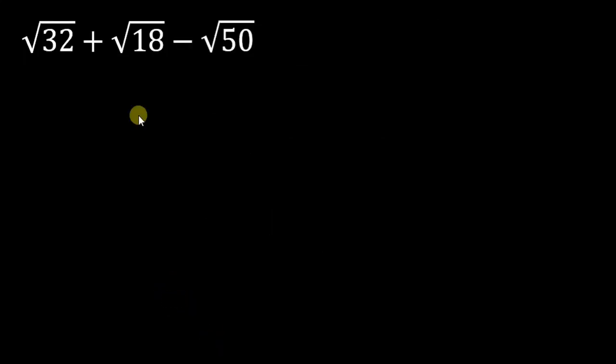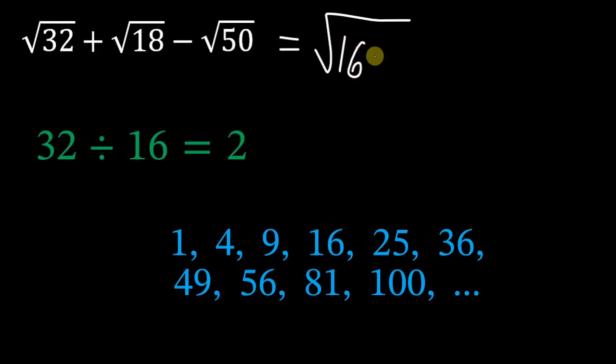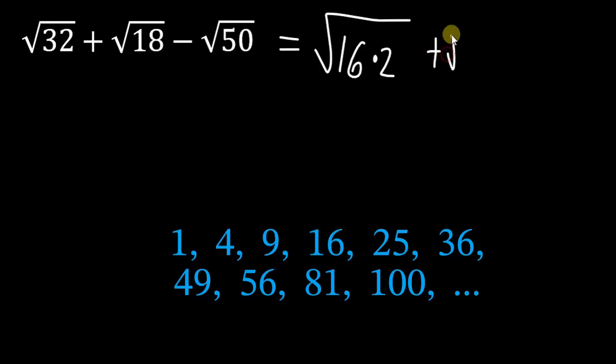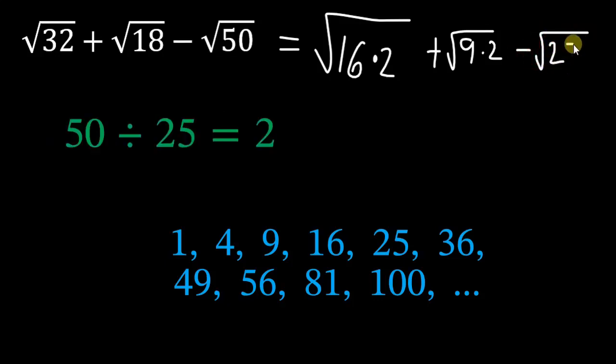Next, square root of 32 plus square root of 18 minus square root of 50. So, yung 32, that is equal to 16 times 2, plus square root ng 18. So, saan siya pwedeng i-divide sa mga perfect square? Okay, sa 9. And that is 9 times 2, minus square root of 50. Yes, so 25. 25 times 2.